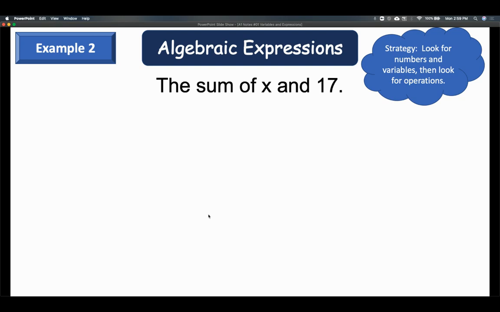Same thing here. Find out your quantities first. My first quantity is an x. Second quantity is a 17. The operation, that's all for the quantities. I don't see anything else there. The operation is a sum. Remember, sum is another way of saying adding.